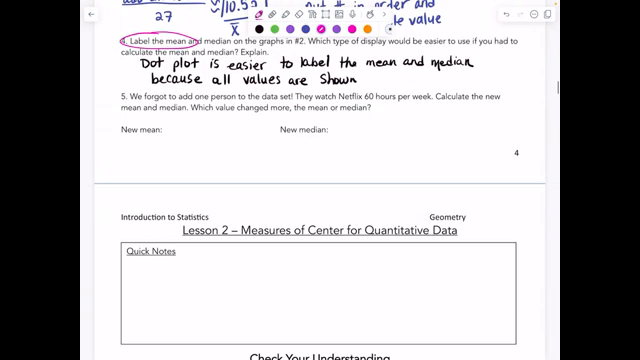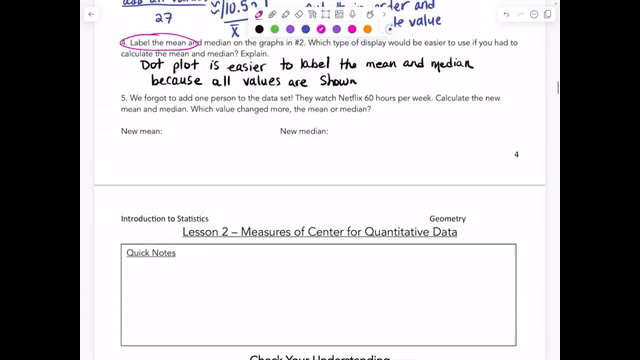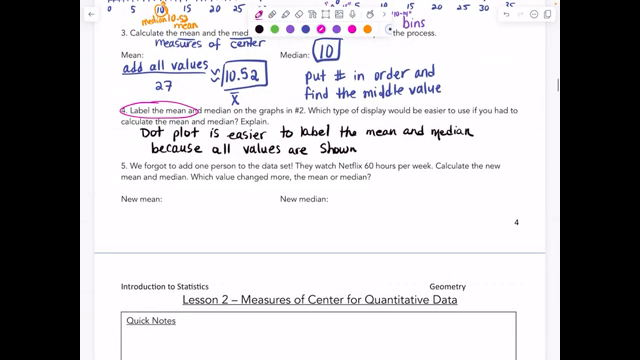Okay, so let's say we forgot to add one person to the data set and they watch 60 hours per week. So the new mean, if we were to do that, we just add all those values plus 60 more and divide by 28. So the new mean would be 12.29. So we would have to add, again, all these values. So keep adding everything, plus an additional 60, and then you would divide by 28.